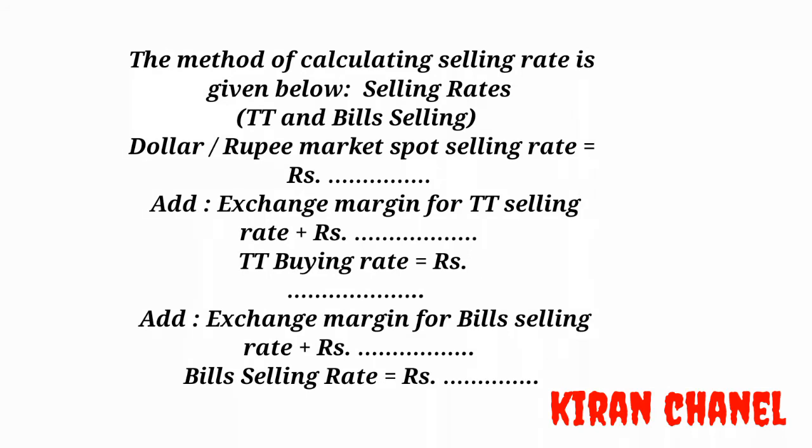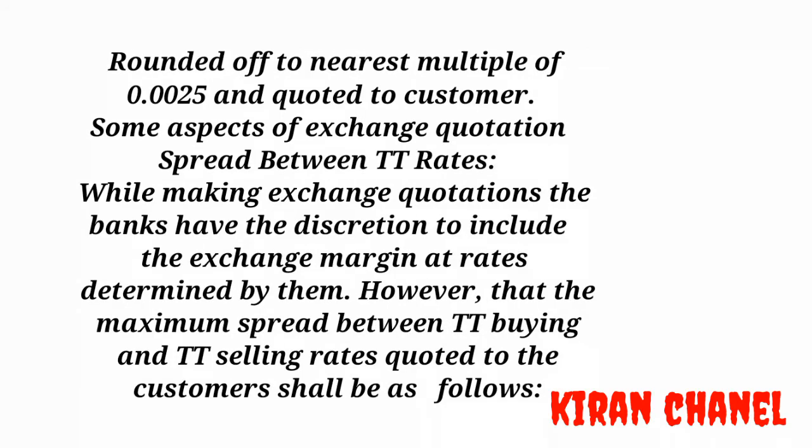Dollar-rupee market spot selling rate Rs. Add exchange margin for TT selling rate plus Rs equals TT selling rate Rs. Add exchange margin for bill selling rate plus Rs equals bill selling rate Rs. Round off to the nearest multiple of 0.0025 and quote to the customer.